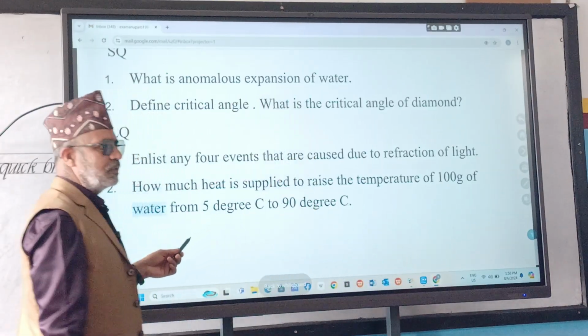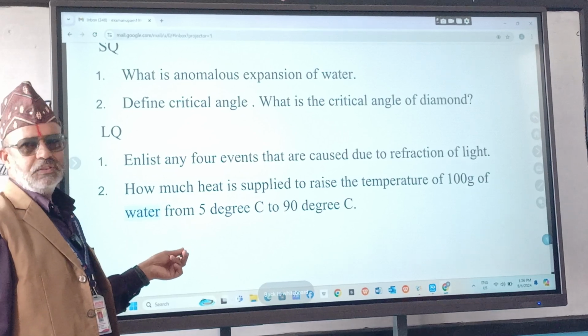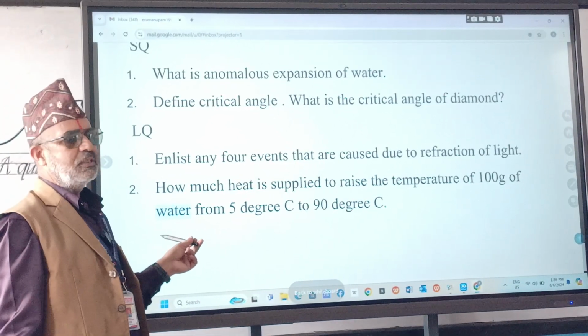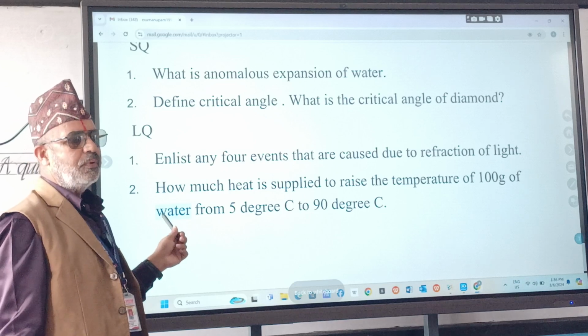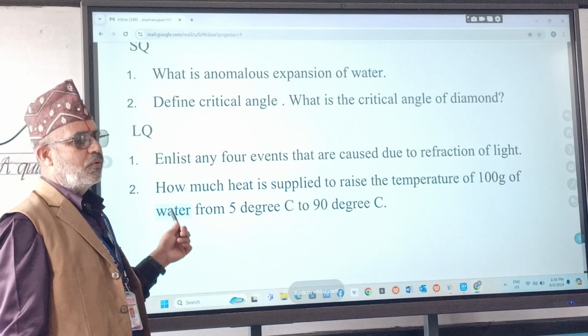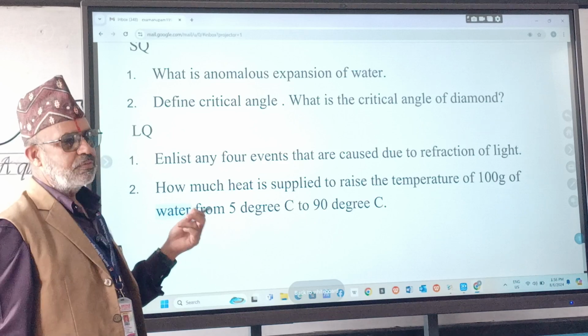And the difference in temperature dt is how much? 90 minus 5 means 85 degree. And specific heat capacity of water is 4200 joule per kg per degree centigrade. Which formula is suitable here?